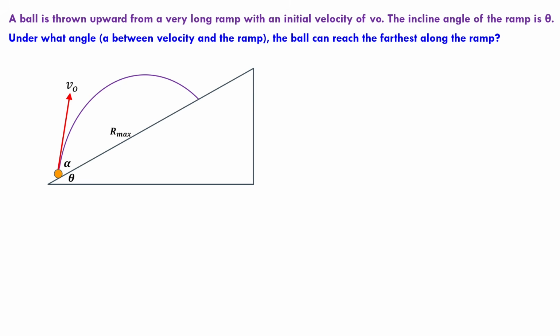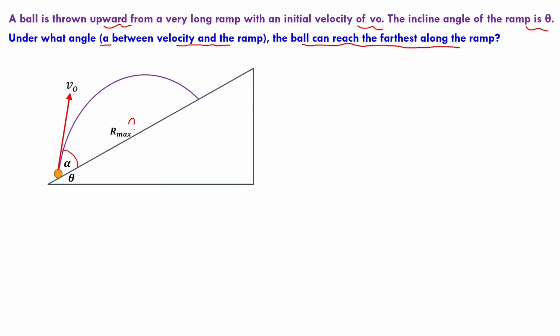This is the setup of the question. A ball is thrown upward from a very long ramp with an initial velocity of v0, which is fixed. The incline angle of the ramp is theta, which is also fixed. So they ask, under what angle, this alpha angle between the velocity and the ramp, the ball can reach the furthest along the ramp. So they are asking the maximum range along the ramp. You can pause here and think about your method to solve this question.